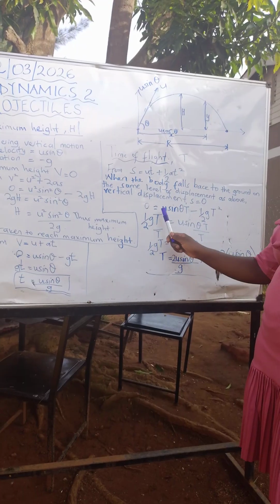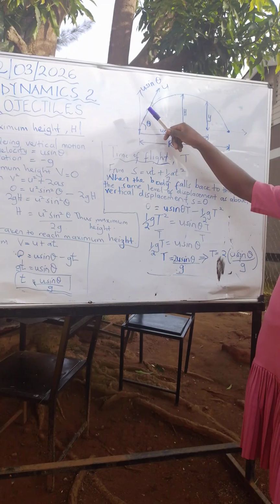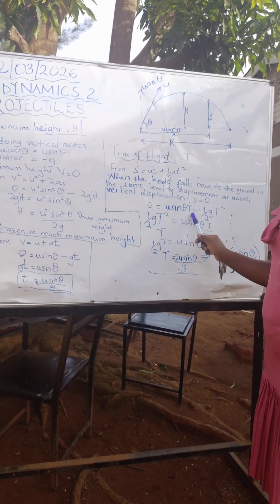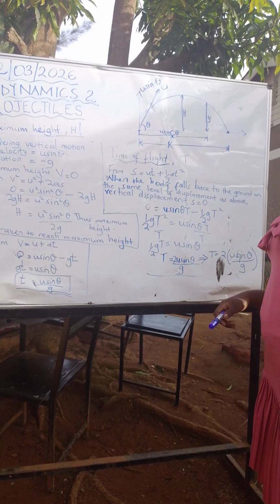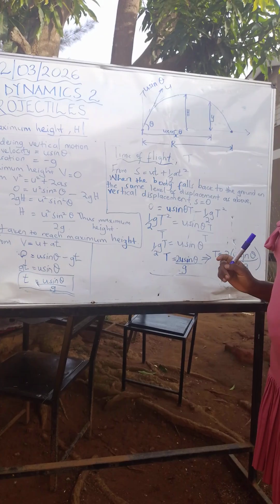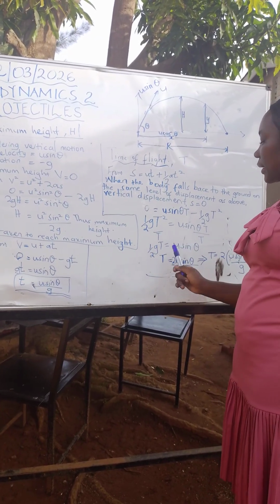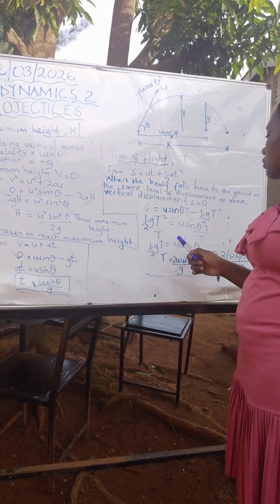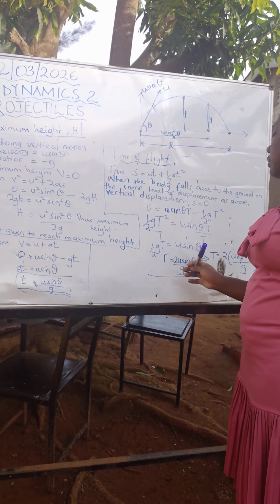So 0 equals u sine theta, the initial velocity for vertical displacement, times capital T, minus a half g, we are taking negative g as acceleration due to gravity, times capital T squared. So we have to simplify mathematically, we make T the subject. Here we are dividing by T, and so we have a half gT equals u sine theta.